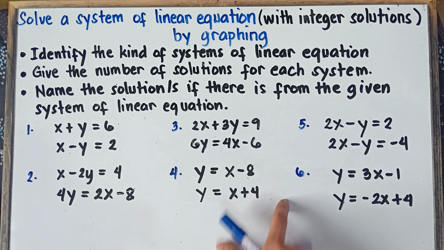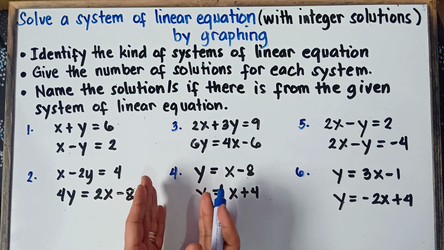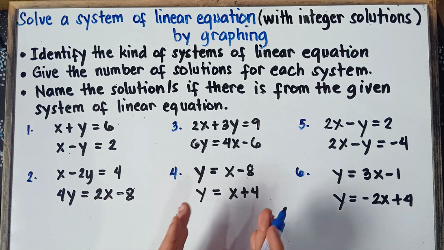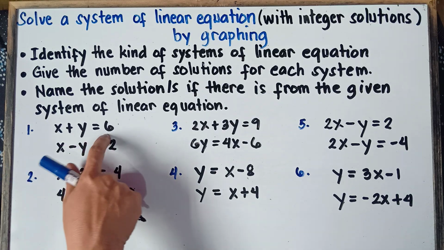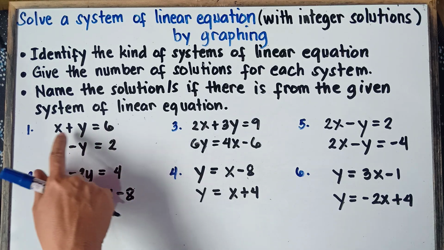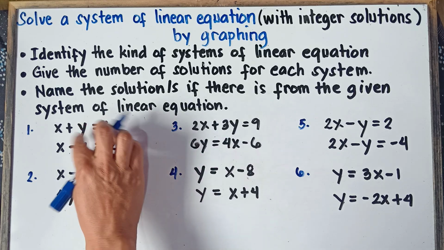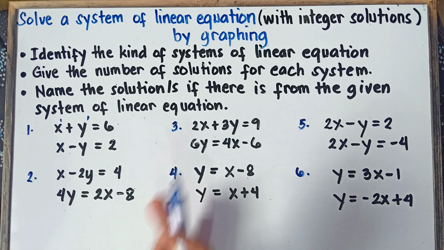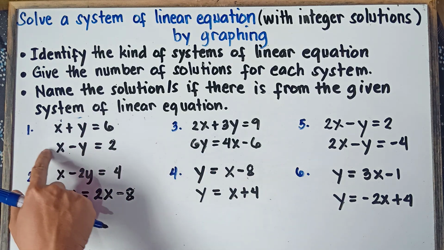Now if you talk about a system of linear equations, class, it is a collection of linear equations. There will be 2 or more linear equations with the same variable. Example, class, this one right here: x plus y equals 6. We call this a linear equation because the highest exponent of x and y is only 1. If the exponent is only 1, we call that a linear equation. So we do have 2 or more linear equations.